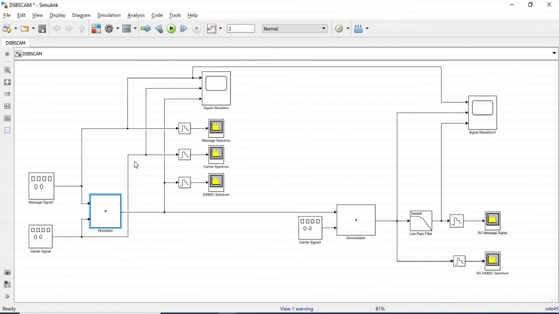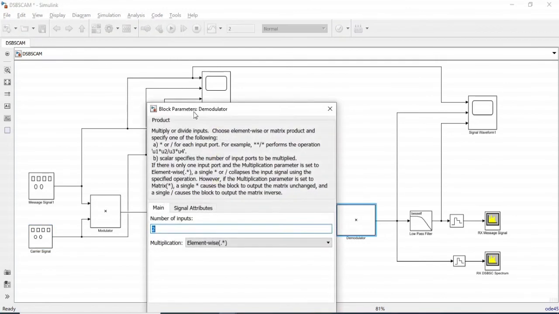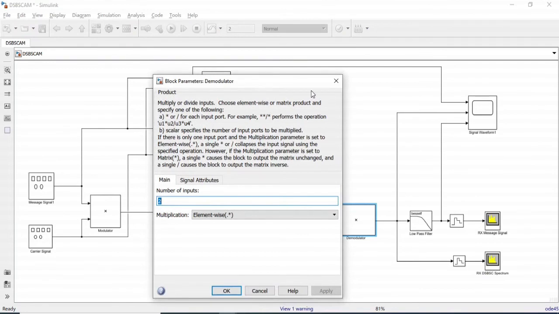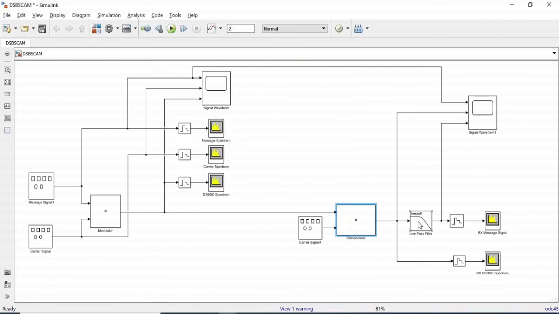So all of these blocks are for visualization. So this is a simple scope, and these three are for spectral analysis. So on the receiver side, we again have the same carrier as in the transmitter side, and now we use a demodulator block, and after that a low pass filter as in our earlier discussion, again a scope, and then some spectral analysis of the output. So let us run this simulation.